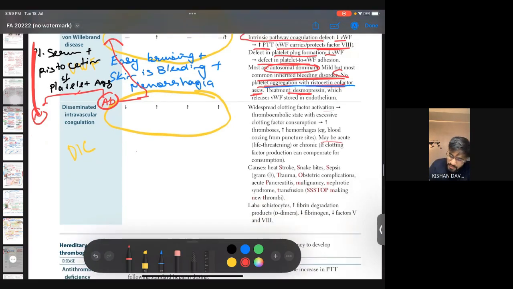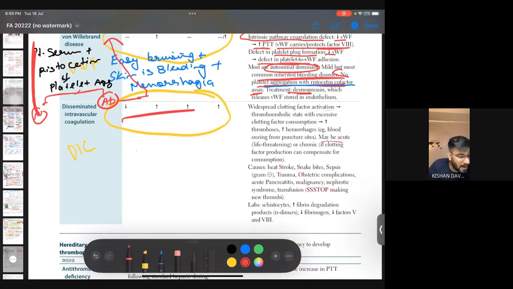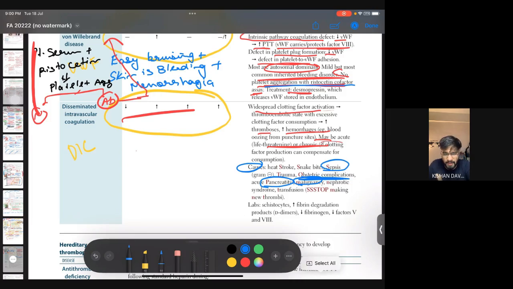Coming to DIC, you need to remember the lab values, of course, and what else you need to remember? Widespread clotting activation. Okay, so increase in thrombosis, increase in hemorrhages, maybe acute or chronic. Another important thing, causes. Obstetric complication is most common. Then you have pancreatitis, malignancy is common, and sepsis is common. Okay, so these four things are very common. You have to be aware of them while you are making the diagnosis of DIC.